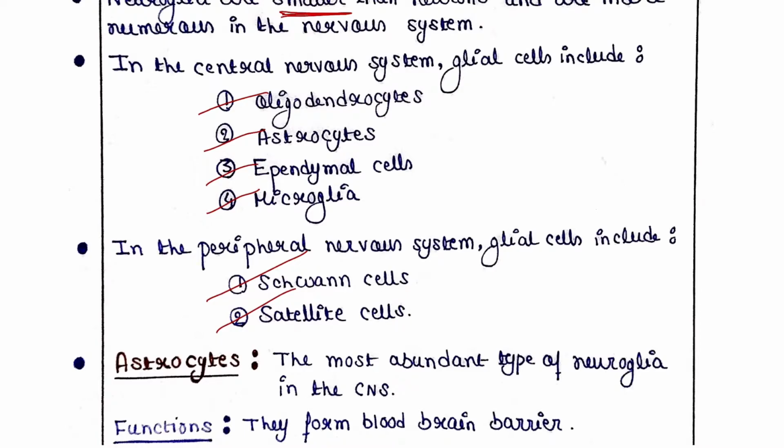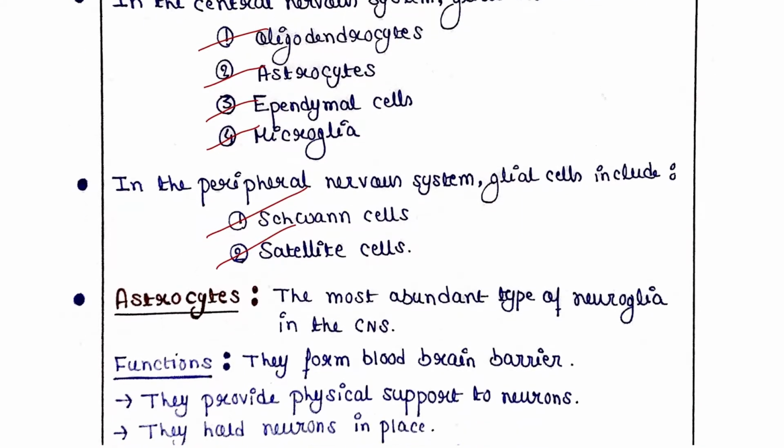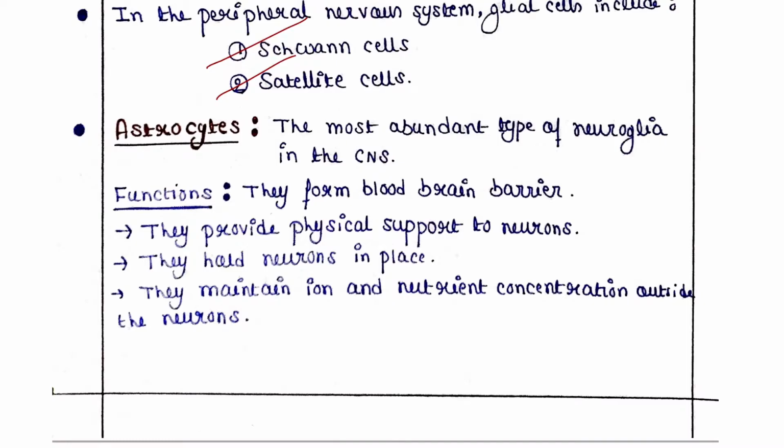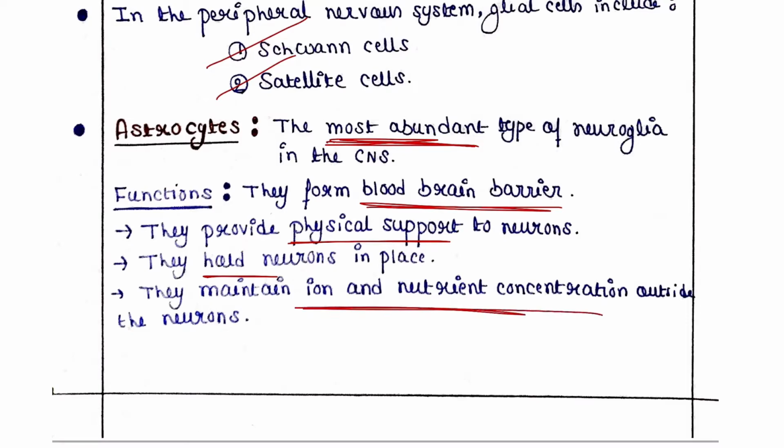Okay, now we will talk about these cells. First one is astrocytes. Astrocytes are the most abundant type of neuroglia in the central nervous system. Functions of astrocytes are: they form the blood-brain barrier, they provide physical support to neurons, they hold neurons in place, and they maintain ion and nutrient concentration outside the neurons. So these are the functions of astrocytes.